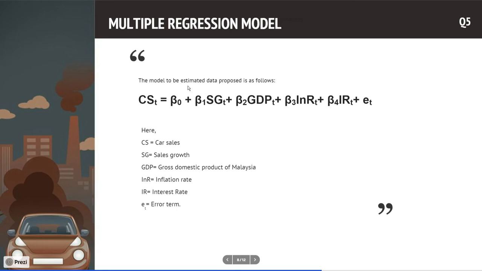So the model to be estimated is proposed as follows: CS_t equals beta naught plus beta 1 SG_t plus beta 2 GDP_t plus beta 3 INR_t plus beta 4 IR_t plus e_t. Here CS means car sales, SG means sales growth, GDP means gross domestic product of Malaysia, INR means inflation rate, IR means interest rate, and e_t means error term.